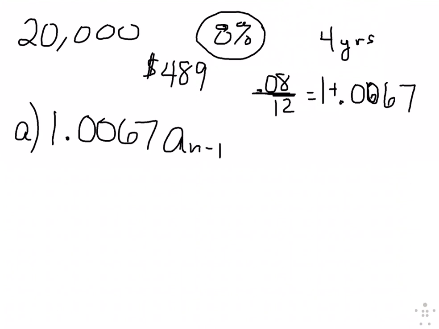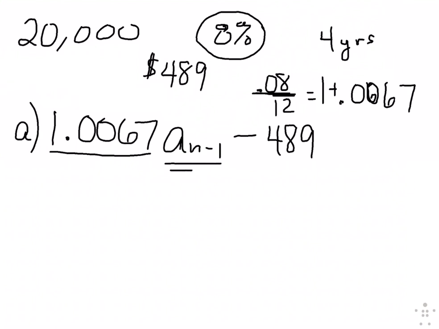Then a sub n minus 1 means previous balance, because that would be the previous balance on that loan. Then minus the monthly payment. Okay? So to get all those numbers again, this one. Don't forget to convert it like I did. Move it 2 spaces over, divide it by 12, then add 1 to it. That's how I get that number.